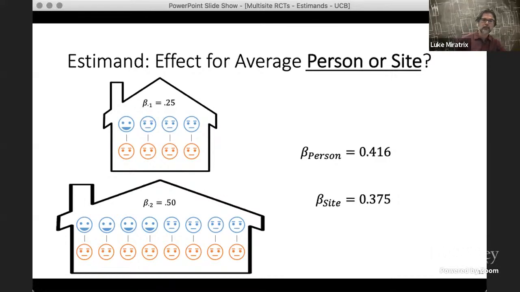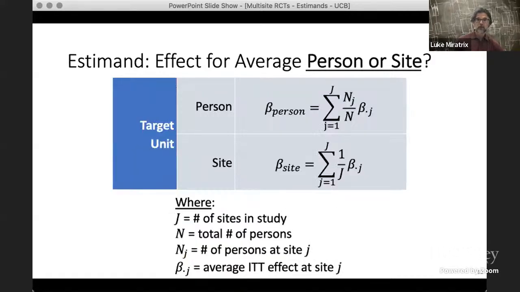And when you look at what people say in the literature when they're busy analyzing multi-site trials, which they spend a lot of time doing, I would say that it is extremely unclear, as in no one really ever says anything about it one way or another, whether they're estimating a person average effect or a site average effect. And as we're going to see, it turns out that people are often estimating neither of these effects at all. So we can write as an estimand, we can say beta person is just the person weighted average of the site average effects, and then beta site is the simple average of the site average effects.